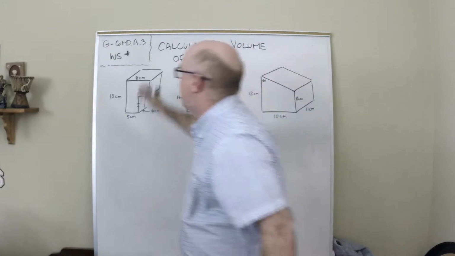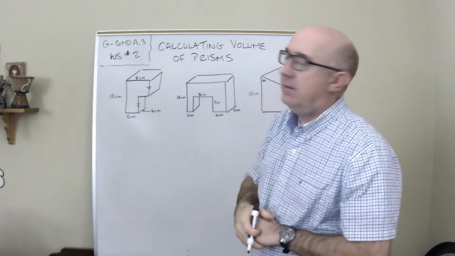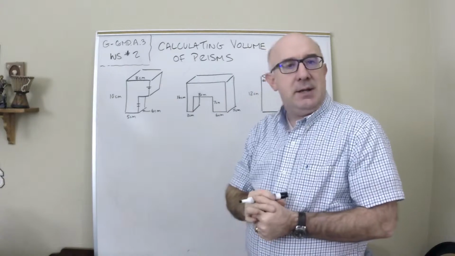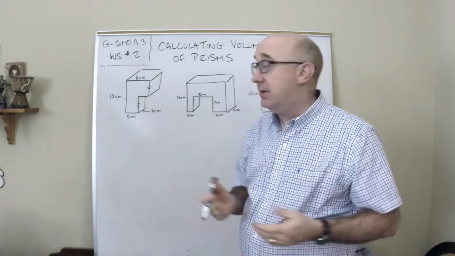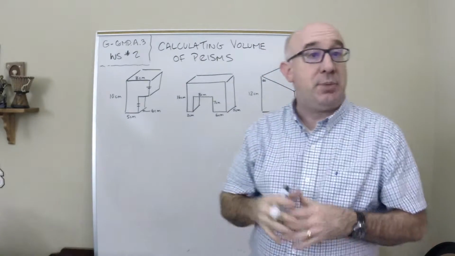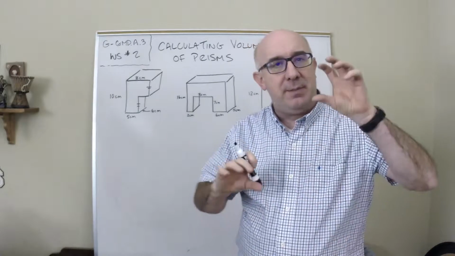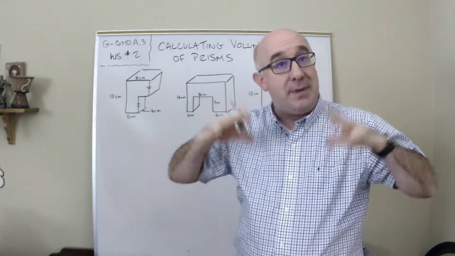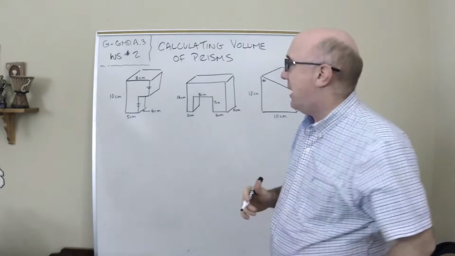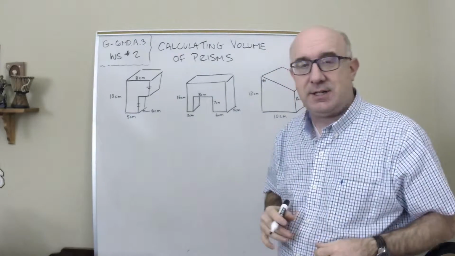Alright, let's take a look at worksheet number 2 here of G-GMD.A.3. This is about calculating prisms still, but in this case we're going to look at composite ones. In other words, prisms that are made up of a bunch of little pieces to make the big one. Now sometimes there's kind of two approaches to this.